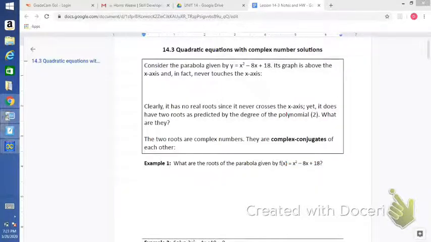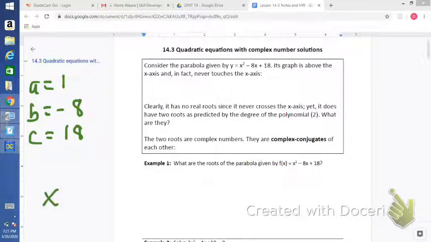So in example 1, the first thing that we would want to do is write down the quadratic formula. Well, let's first write down what our A, B, and C are. So our A is going to be the leading coefficient of our x squared term. So that's going to be 1. Our B is going to be the coefficient of our x term, negative 8. And our C is going to be our constant, so that's going to be 18. Alright, so those are A, B, and C.